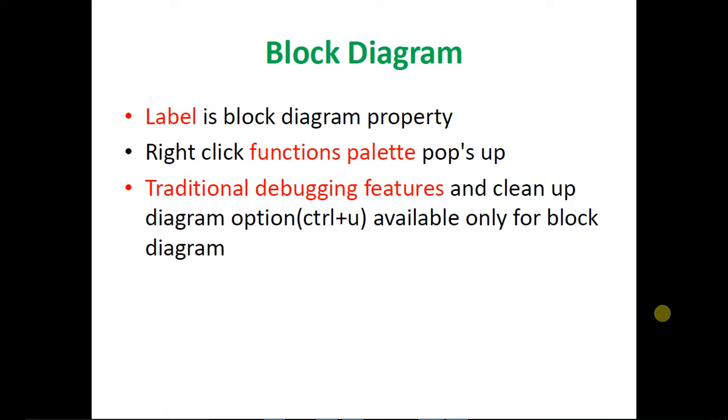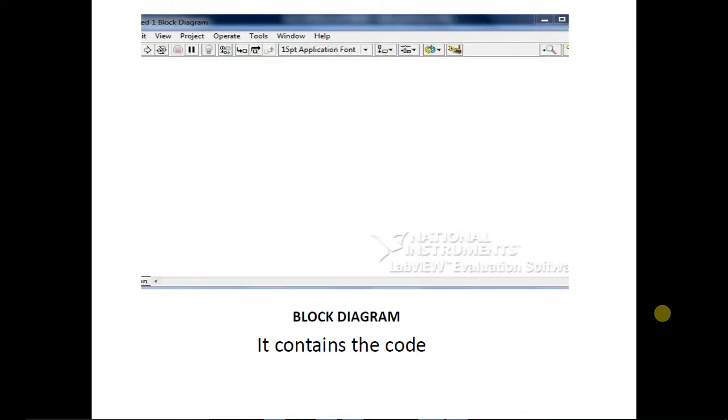When you right click on the block diagram, it will pop up the functions palette which contains structures, loops and everything. And we also have some shortcuts, and I will show you those shortcuts later. So this is the block diagram. Whenever we create a new VI, two things will be there: front panel and block diagram, both will open at the same time.